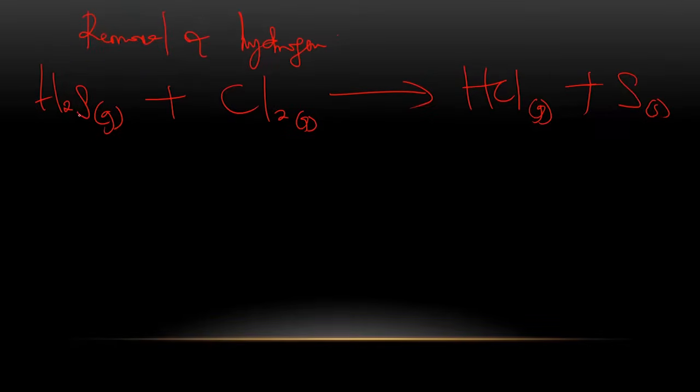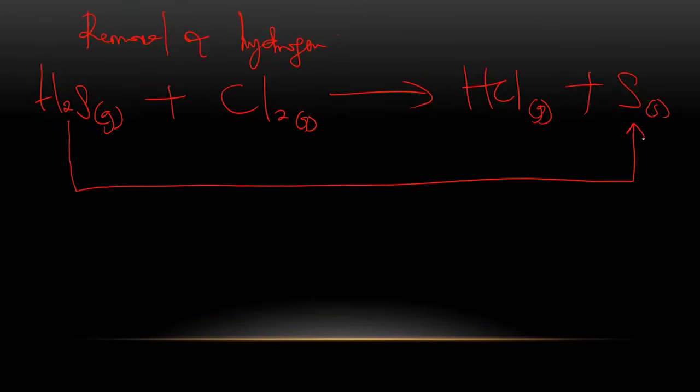Here we have hydrogen sulfide. Here we have sulfur. So hydrogen was removed from here to give me sulfur. Hydrogen was removed. So that means what is happening? Oxidation is taking place. Are you getting me? Good.